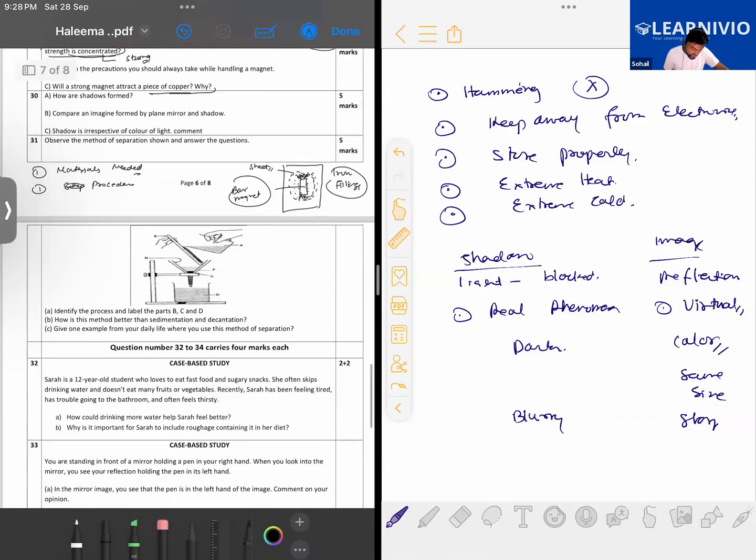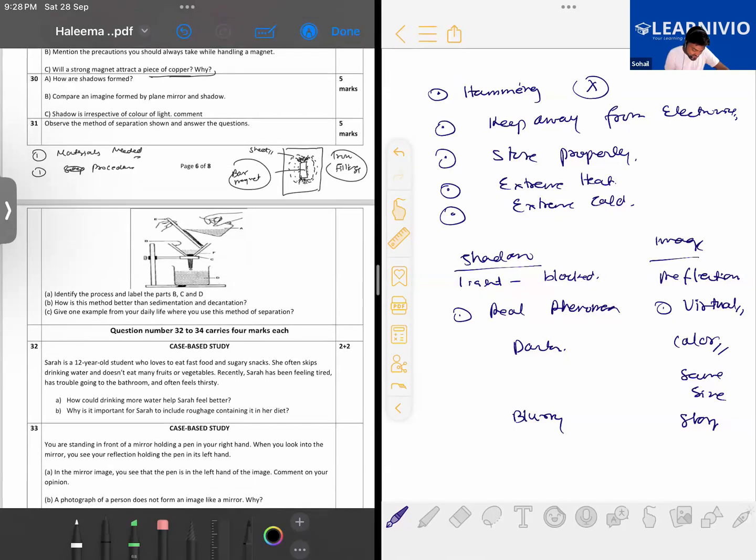Now, question number C says that shadow is irrespective of color of light. You have to comment on this. Basically, what do you understand from this? Try to think about this. Yes, Salima?